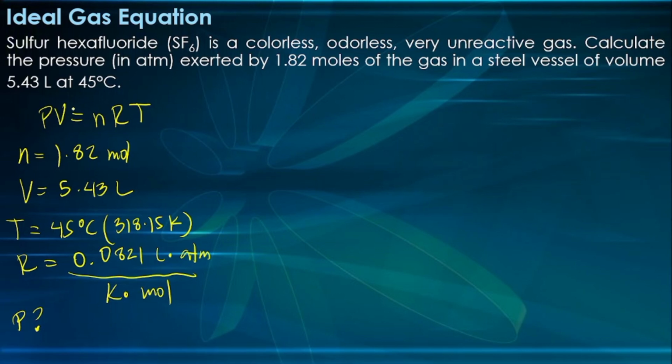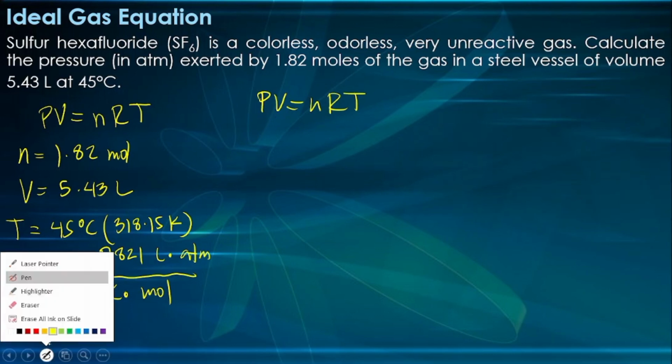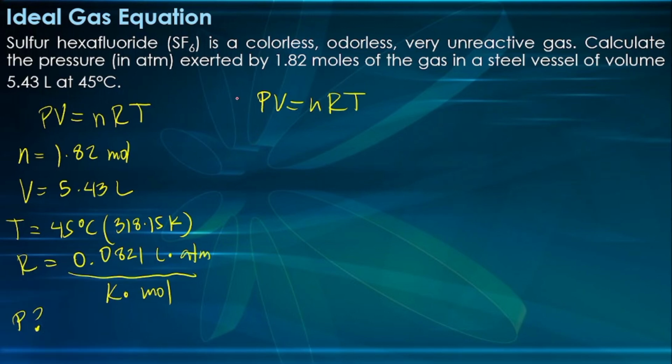So how do we use this formula? We need to derive this formula first to get the formula to be used in getting the pressure. So we have here PV is equal to nRT. To cancel the V, we need to multiply both sides by the inverse of volume. So we multiply both sides by 1 over V. We cancel volume here so that only pressure is left. So the formula we will use for this problem will be P is equal to nRT over volume.